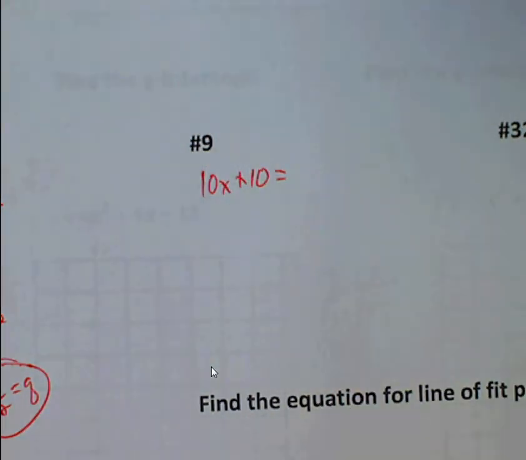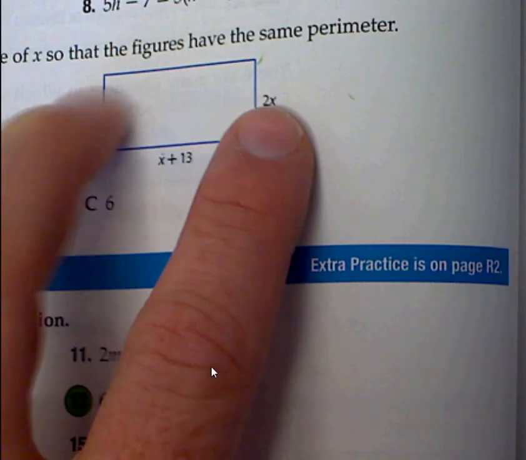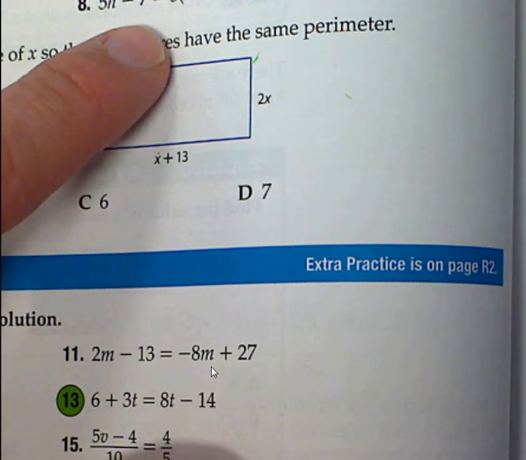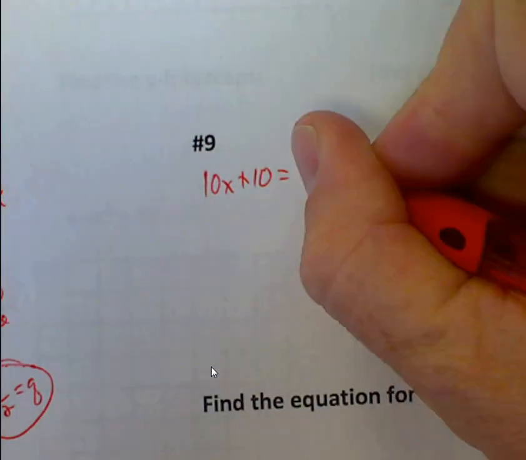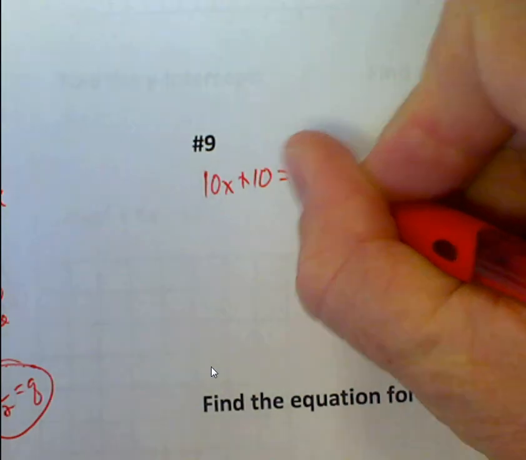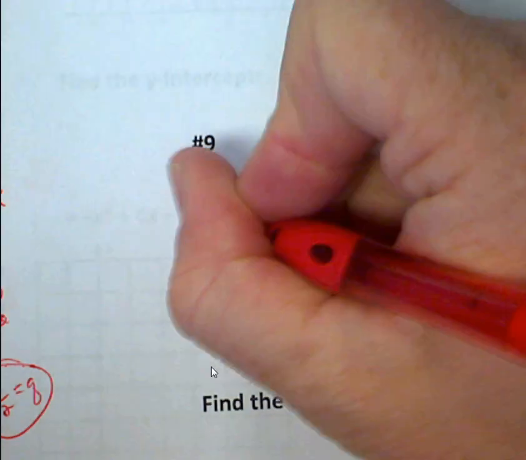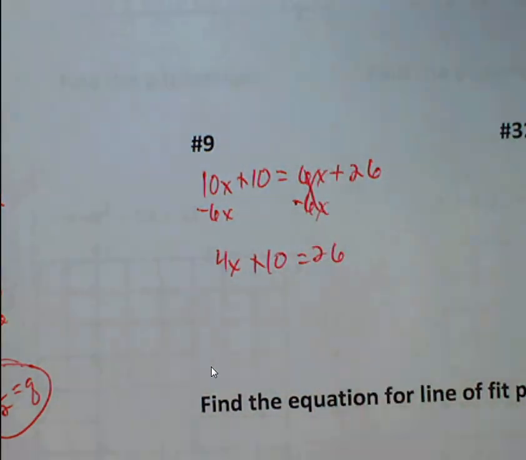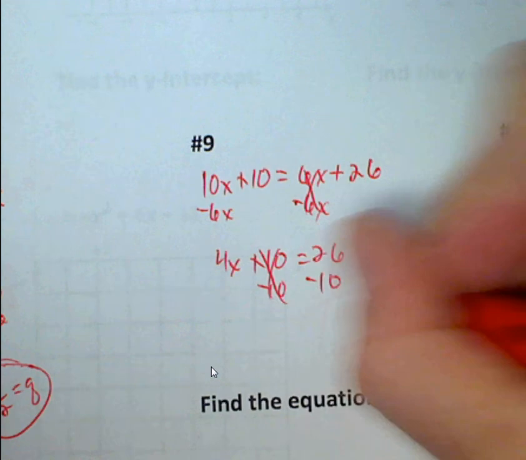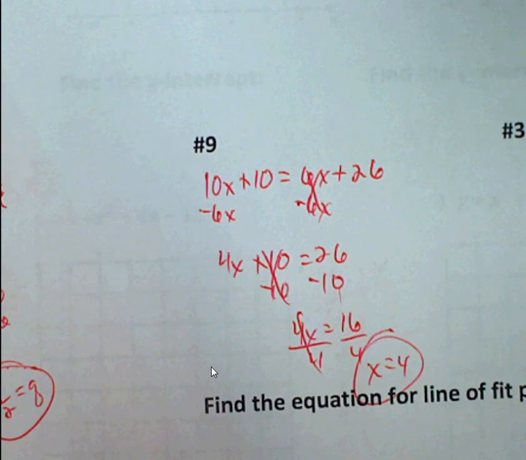That's the perimeter. The perimeter of the rectangle, I have 2 of each. So if I have 2x here, that's another 2x. So that's 4x on either end. 4x plus 1x would be 6x. I have 13. 2 of those would be 26. So I have 6x plus 26. Now I can go ahead and solve for x. Bring over my 6x. That gives me 4x plus 10 equals 26. Subtract 10, subtract 10. I get 4x equals 16. Divide by 4, and x has to be 4.